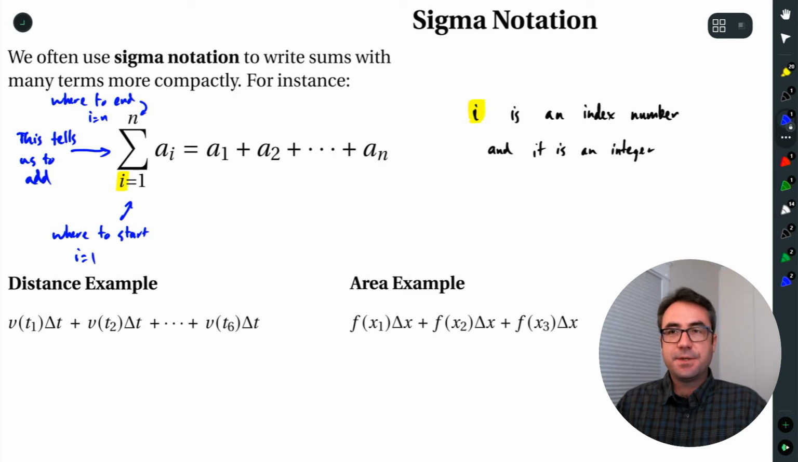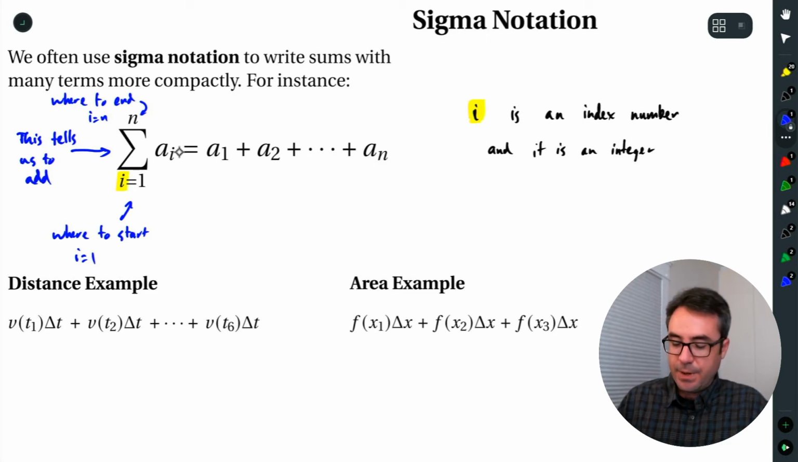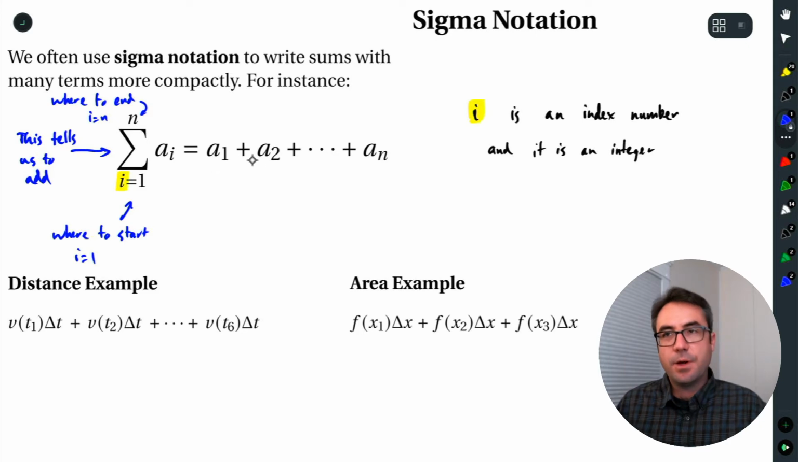All right, so that's sigma notation. Instead of writing out a1 plus a2 and so on, if we have a whole bunch of terms, we can write it in this more compact notation as the sum from i equals 1 to n of a sub i.